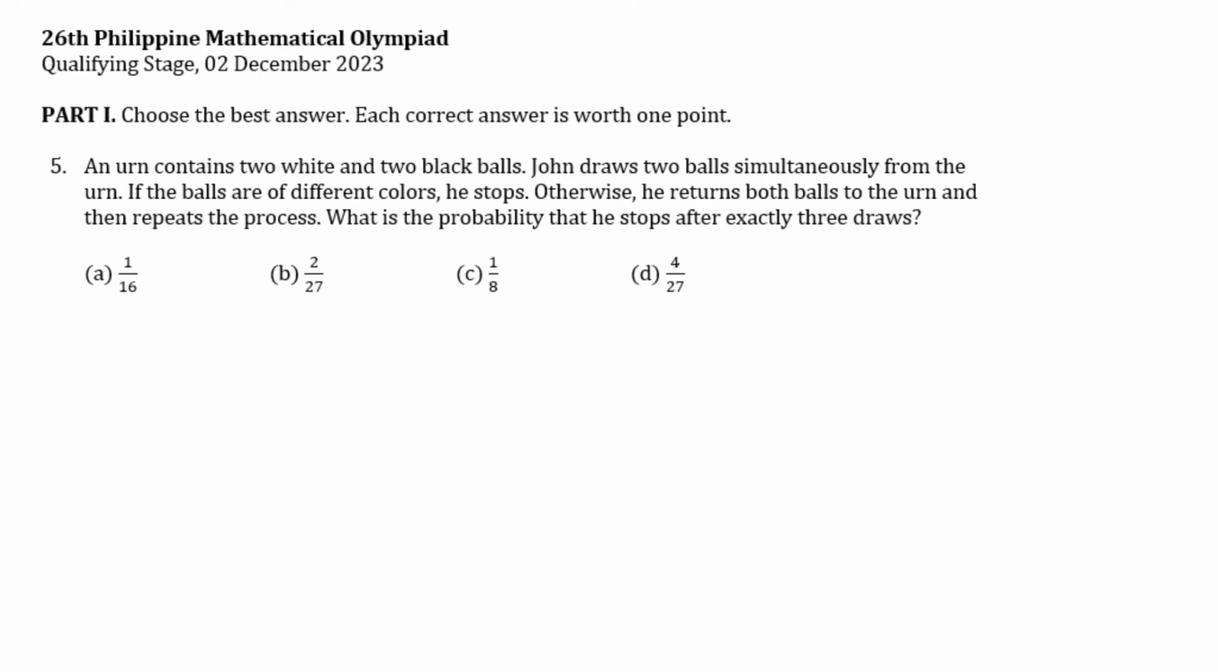Alright. John only stops after 3 draws if he draws 2 balls of the same color in the first and in the second draw, and then he draws 2 balls of different colors in the third draw. So let's determine the probability of getting the same color in the first and in the second draw, and then the probability of getting different colors in the third draw. And then we will just multiply the 3 probabilities to get the probability that he stops after exactly 3 draws, since the 3 events are independent.